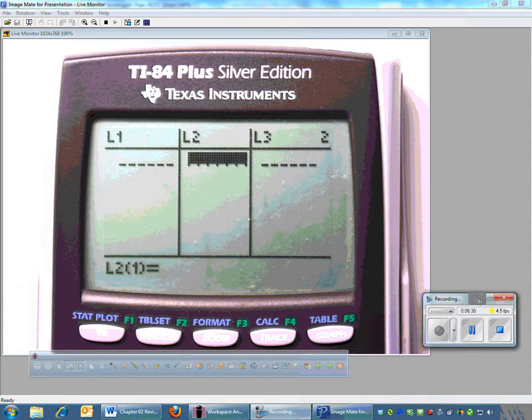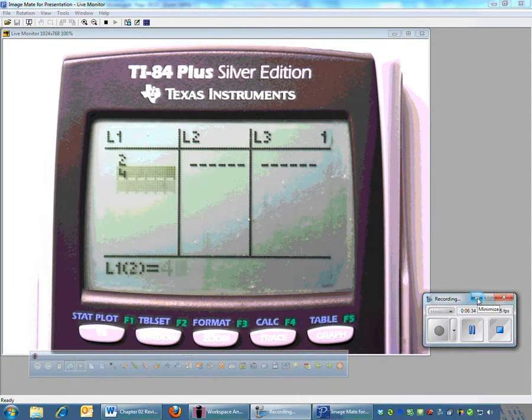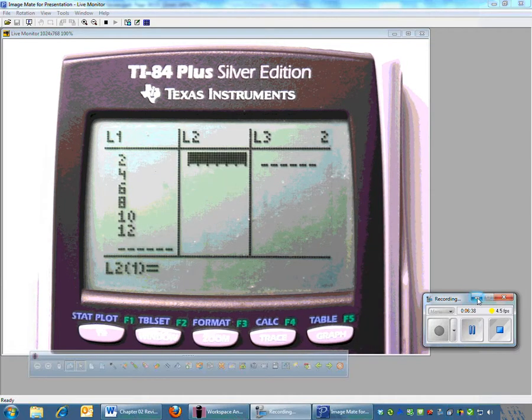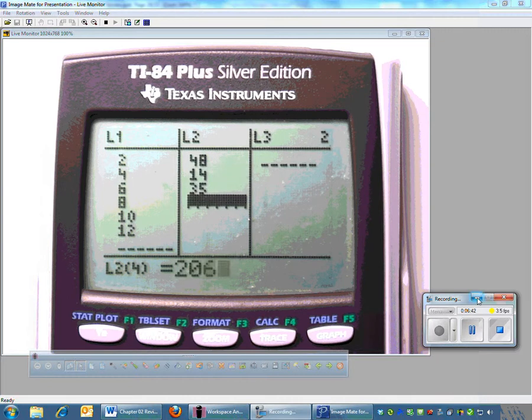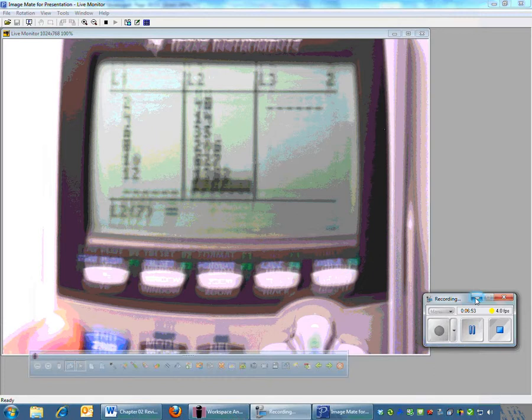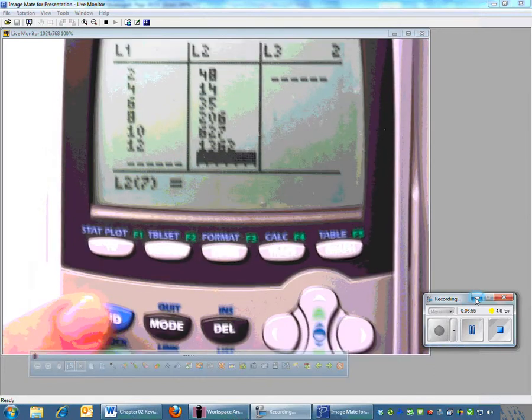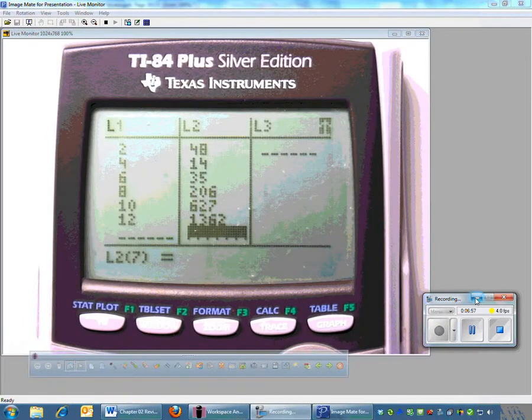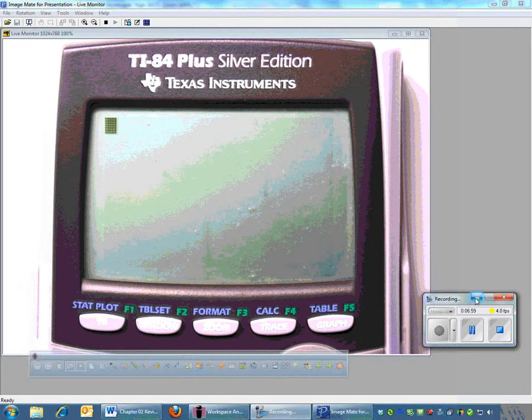Okay, and now I'm going to enter all that information. So 2, 4, 6, 8, 10, 12, and then I need to do the other ones, 48, 14, 35, 206, 627, 1362. And now that I've done that, we hit second quit. So second quit right there at the top, back to my main screen, and I need to compute the regression.